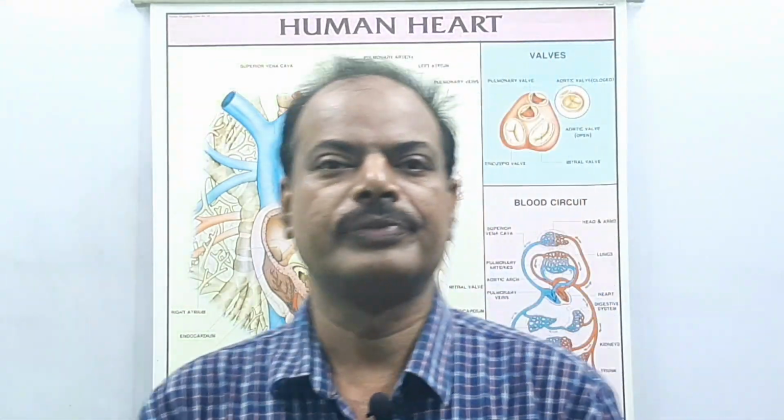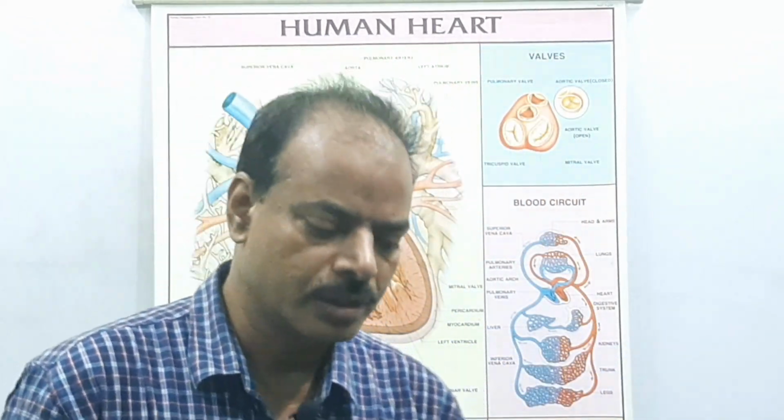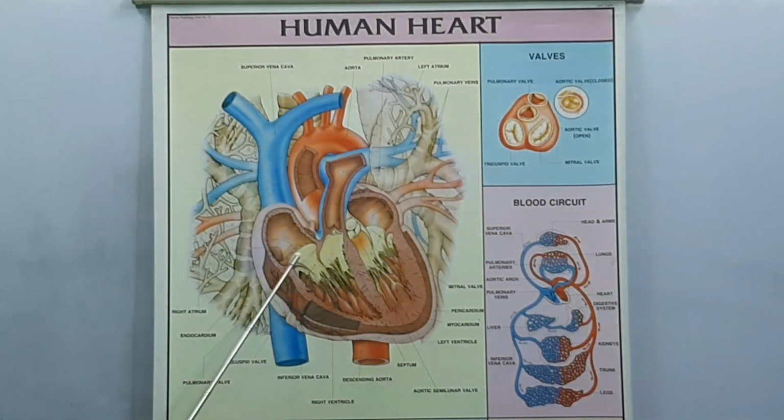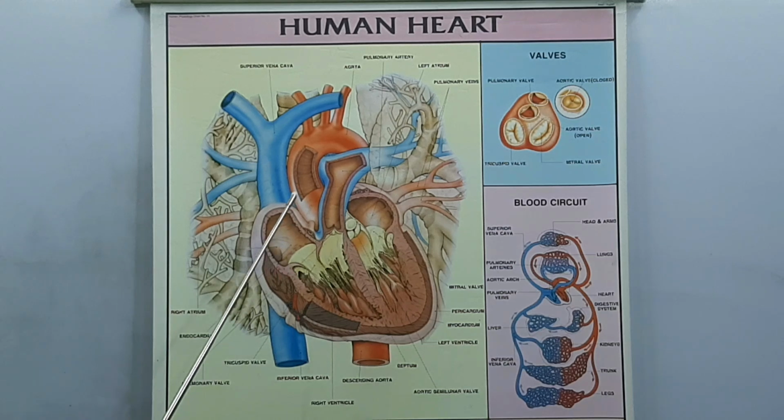Hello everyone. We are going to study about the human heart with the help of a chart. Here it is, a chart of the human heart. The human heart is roughly triangular in shape, or you can say it is a cone-shaped structure. It is located in the very center of the chest cavity between the two lungs. These are the two lungs, and it is just above the diaphragm.